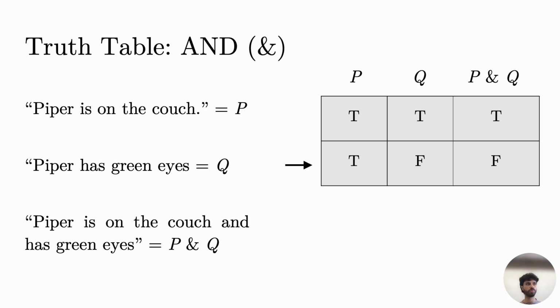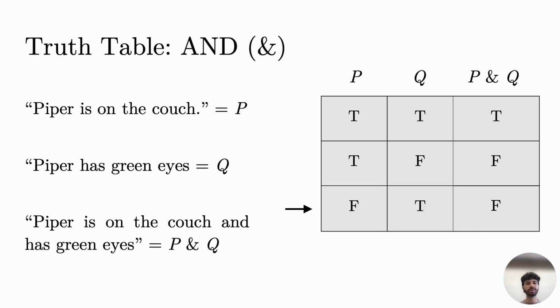And that makes sense, right? If we're hanging out and I say, look, Piper, look at her, she's so cute, she's on the couch and she has green eyes. Well, you might say, wait a second, no, she doesn't. She doesn't have green eyes, she has black eyes or brown eyes. And there you might say, what you just said is a false statement. And this is the intuition that truth tables are wanting to capture.